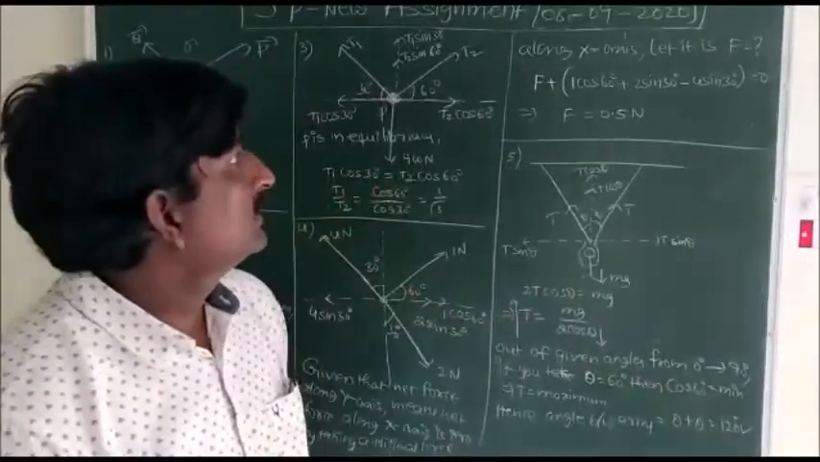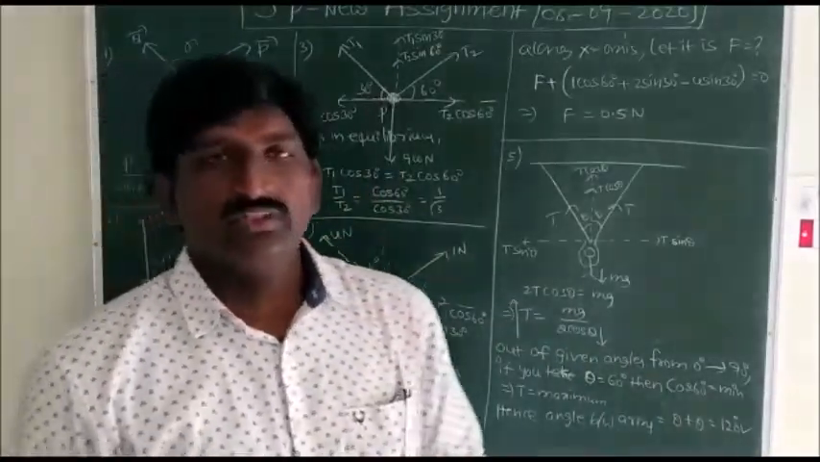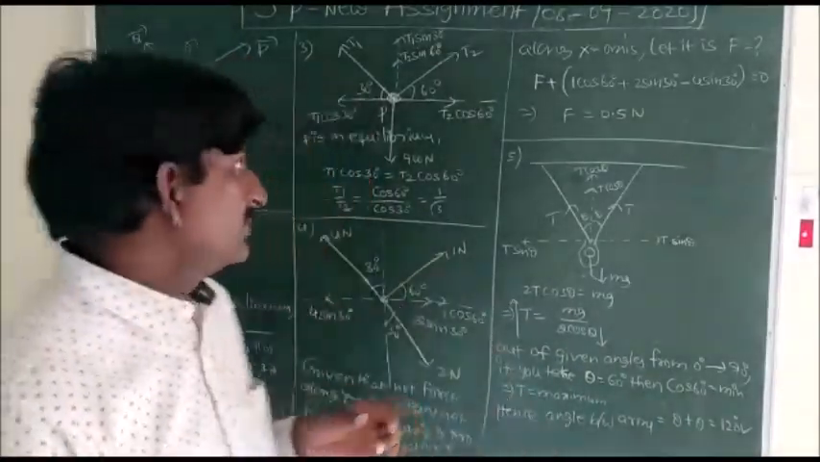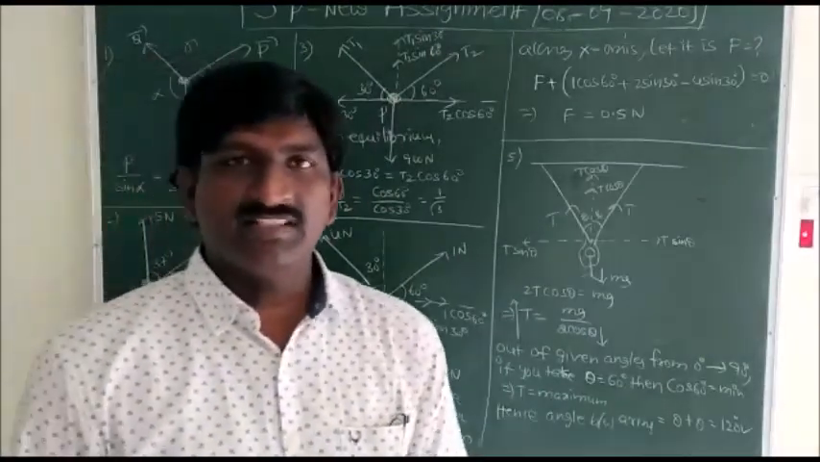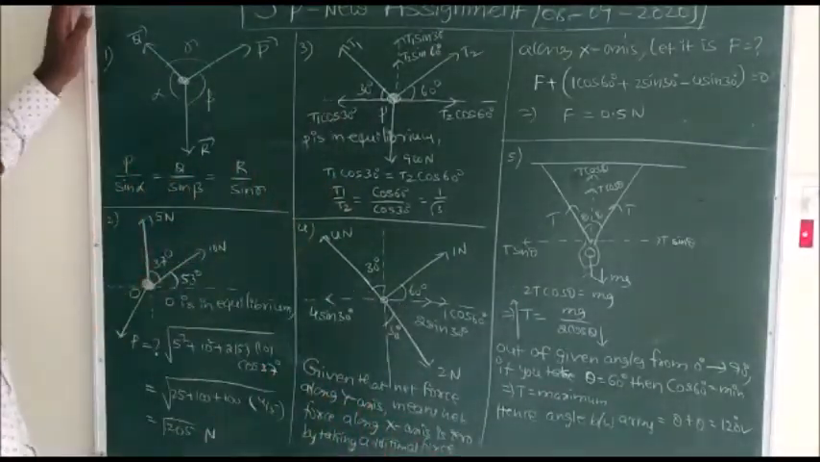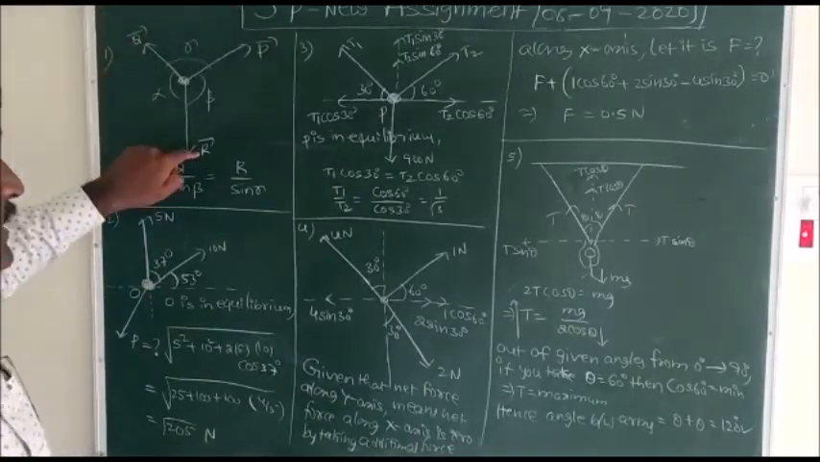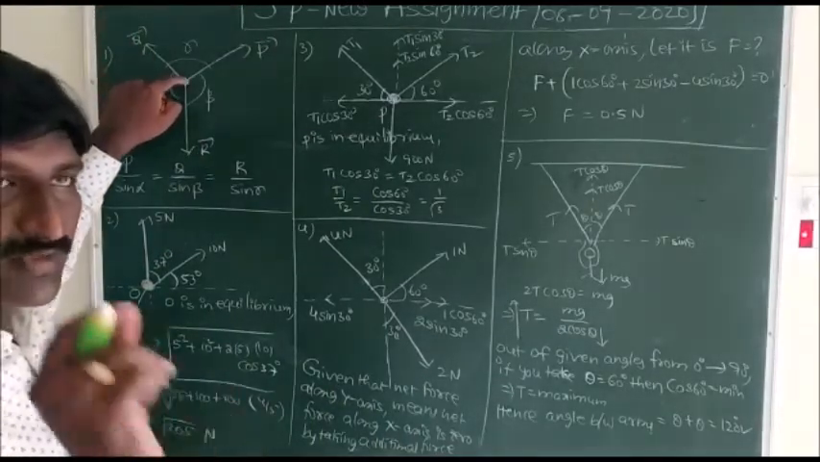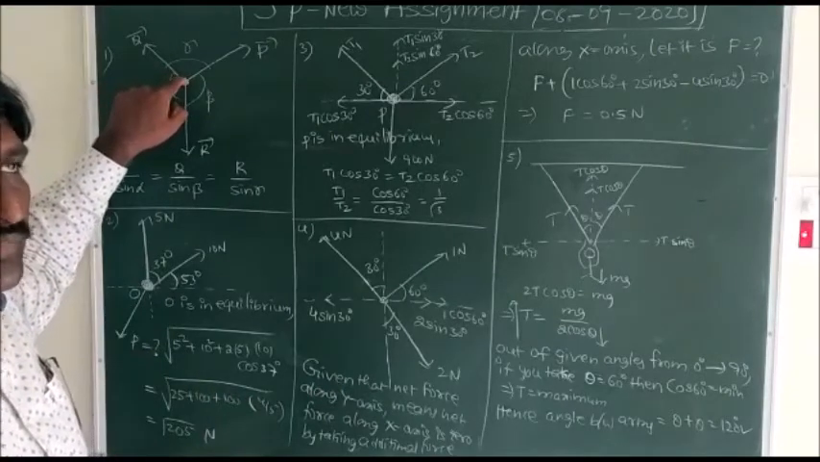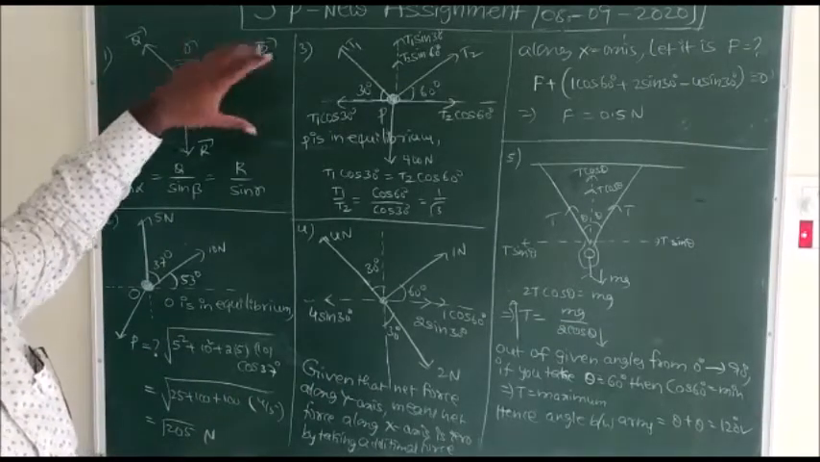Assignment date 08/09/2020, physics. The first problem is just Lami's theorem statement. The problem mentions that three coplanar forces P bar, Q bar and R bar act on a particular point which is in equilibrium. Then what is the relation between these three forces?